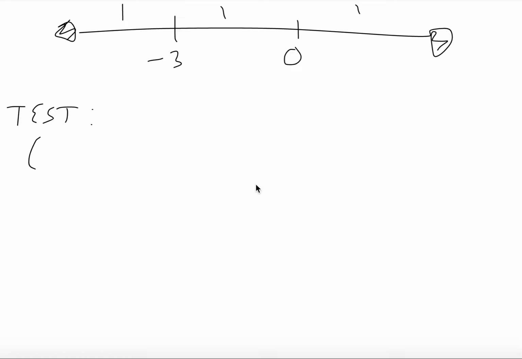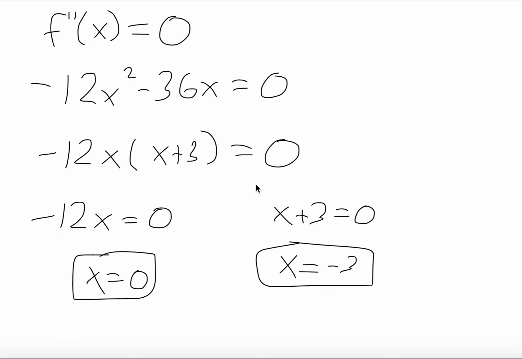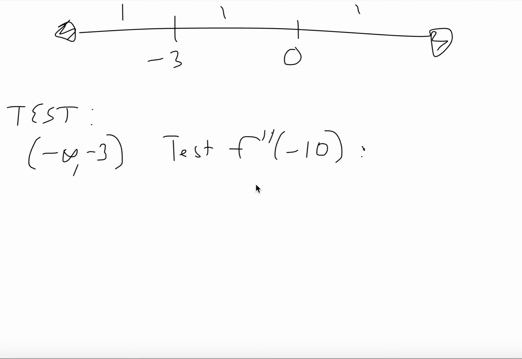So for negative infinity to negative 3, I will test f double prime. Remember, it's the second derivative. I'll test f double prime of negative 10. And it's actually going to be helpful to use this factored form. That makes it so easy to see whether the answer is positive or negative.